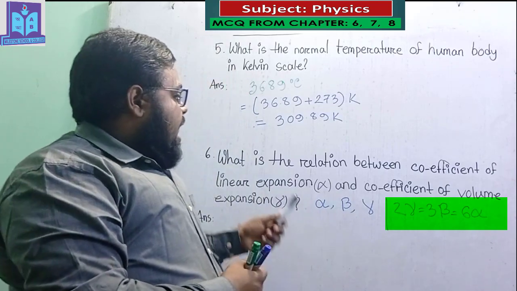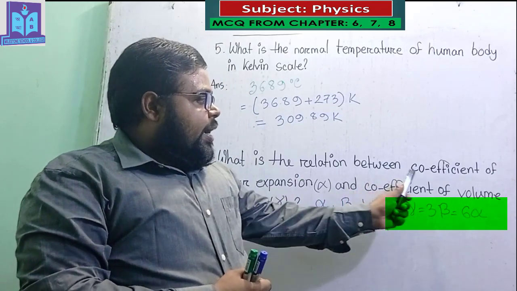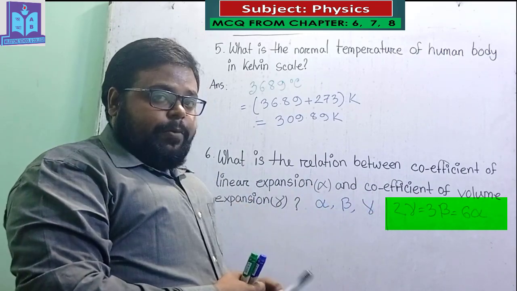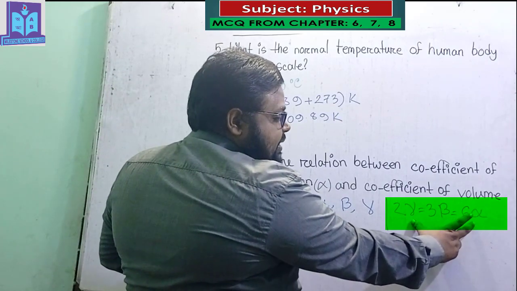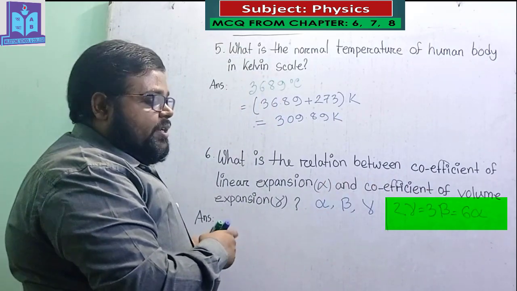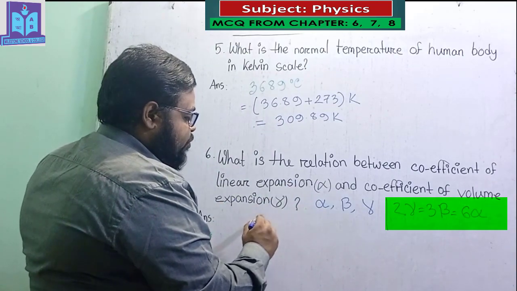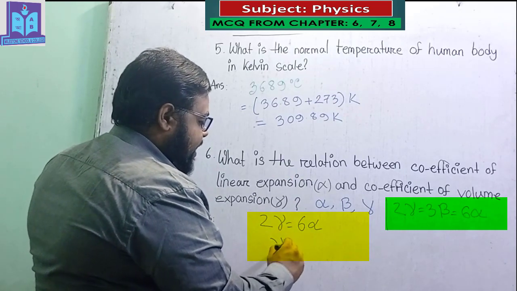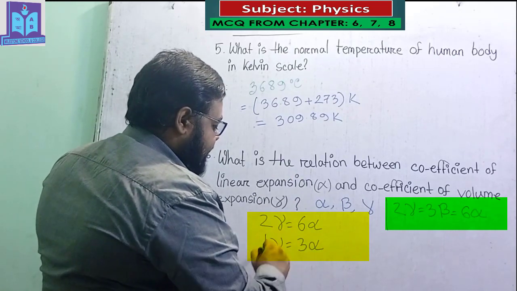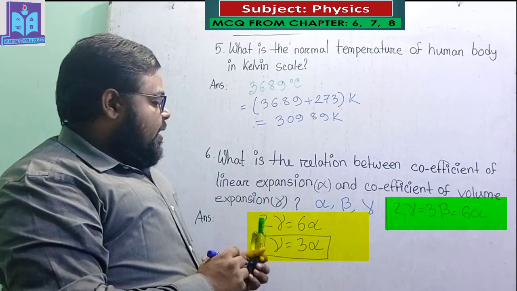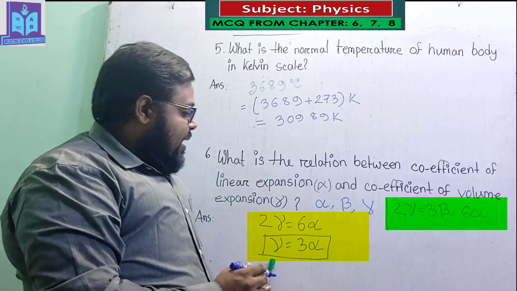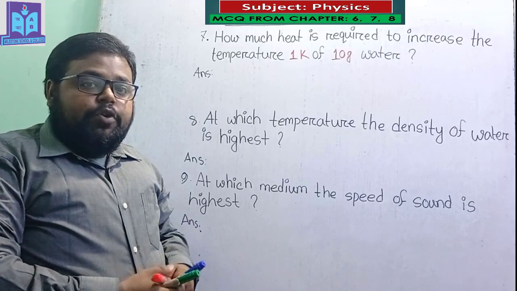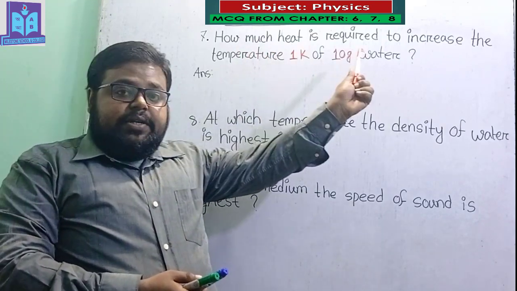Now I have to find out the relation between the coefficient of linear expansion and the coefficient of volume expansion. So I have to take these 2 values. If I take these 2 values, then it will be 2 gamma equals 6 alpha. So gamma equals 3 alpha, and that is the relation between the coefficient of volume expansion and the coefficient of linear expansion.